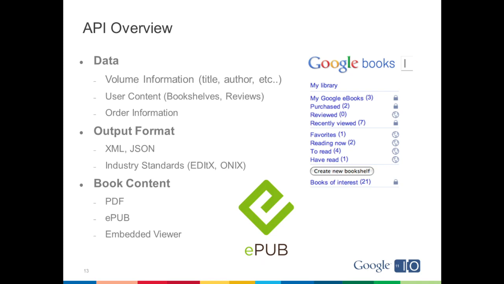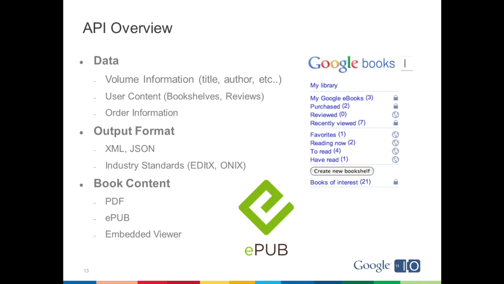The next item is order information. So again, if you're doing that deep type of integration with us, you can do order type of information. That's the EditX feed. And then output format. So output format is JSON, XML, in industry standards. So we have the EditX and Onyx feed that Pratip mentioned. And then also book content. So book content, obviously they're going to read the book. So we do it in PDF and EPUB. And then also we have an embedded viewer. When we get to the embedded viewer, it's actually pretty cool. So you can actually put the viewer right on your web page for certain ebooks.